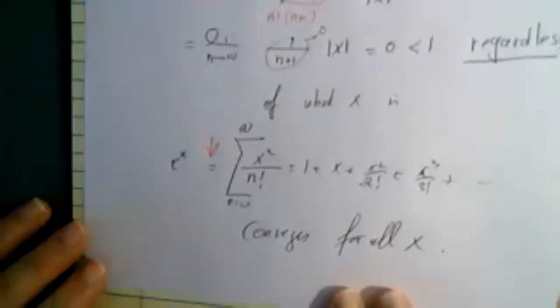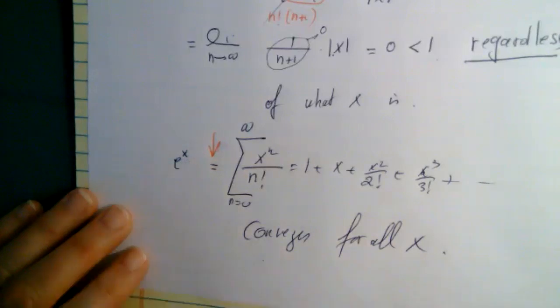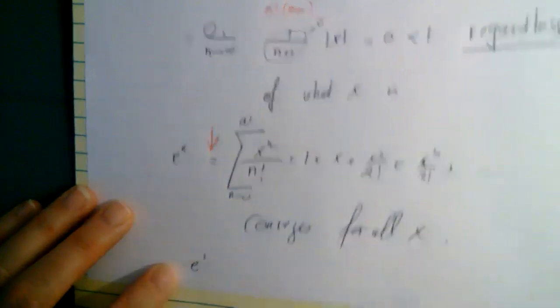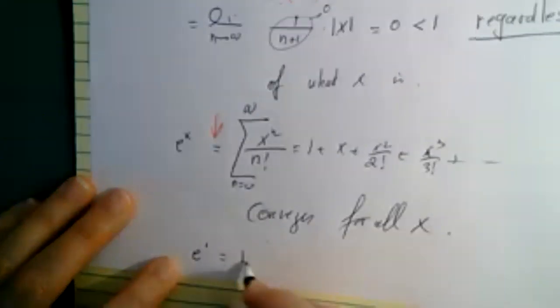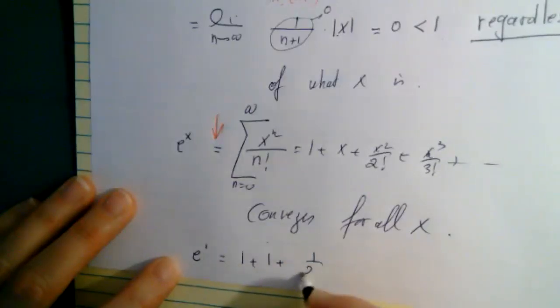What am I talking about? It means if I plug in 1 for x here, and I plug in 1 for x here.